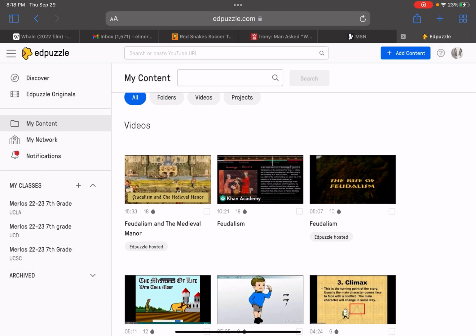I know how much you guys love Edpuzzle. It's called Feudalism in the Medieval Manor. We have not talked about the manor system yet. But a manor is a place, and we are going to talk about it in the next couple of weeks. It is like a small village that has a big house, like a castle, for the Lord. It might have a mill to grind whatever you make flour with.